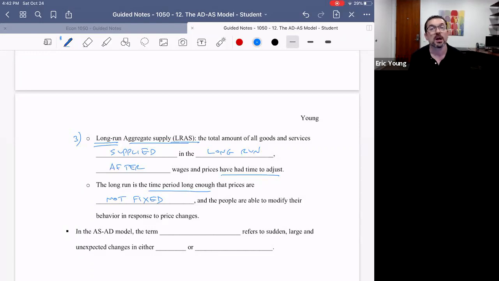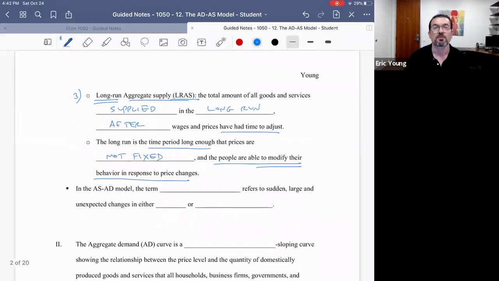So in the long run, all prices, the prices of goods and services, as well as wages, the prices of labor, are fluid and they can adjust. And as a result of that, in the long run, people, meaning households and businesses, the employers and households, can modify their behavior in response to price changes. So we have three key components in this model: aggregate demand, AD, the short run aggregate supply, SRAS, and the long run aggregate supply, LRAS.